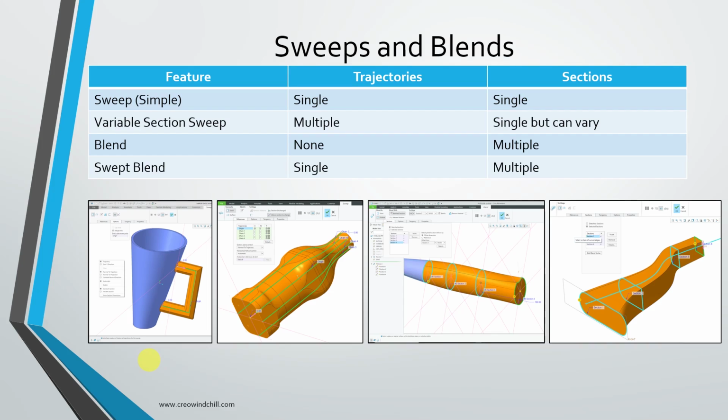With a simple sweep, you have a single trajectory and a single section. With a variable section sweep, you can have multiple trajectories, and you still have a single section, but that section can vary using elements like trajpar and evalgraph. With a blend, you don't have a trajectory, but you can have multiple sections. And a swept blend, as the name implies, is sort of a combination of a sweep and a blend. You have a single trajectory, and along that single trajectory, you can have multiple sections.